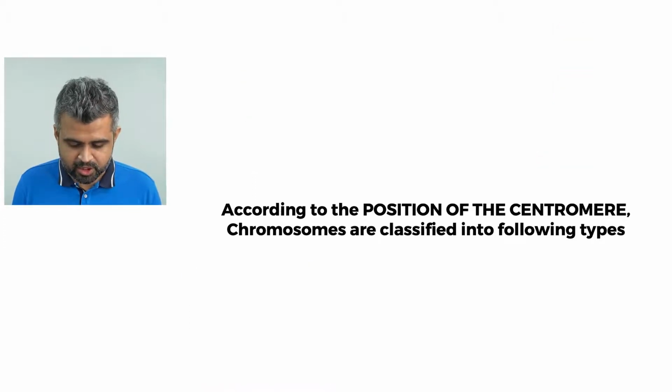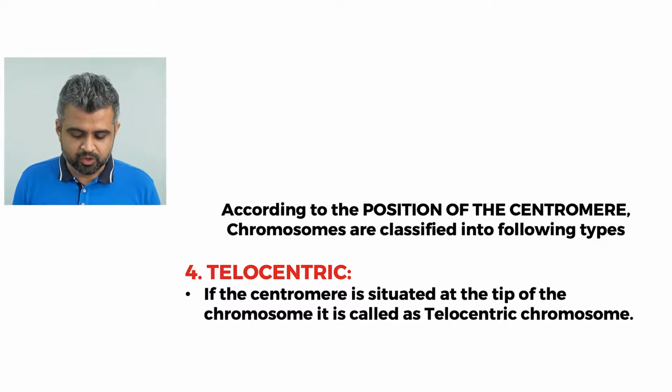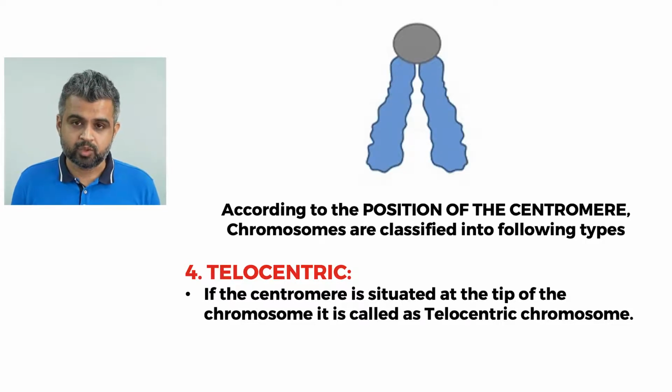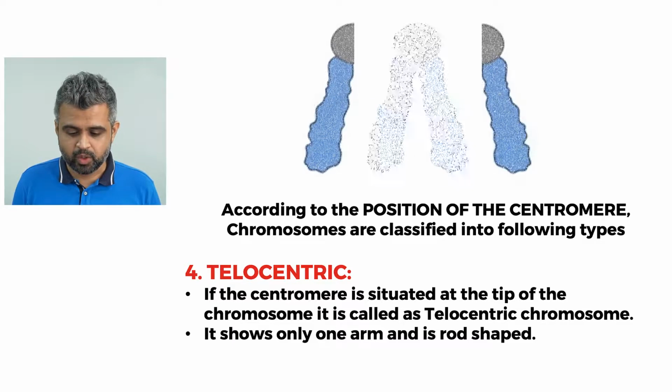So this, dear children, brings us to the last type of chromosome based on the centromere position, and that is telocentric. As the name suggests, you already know telomere means the very tip region of the chromosome. So if the centromere is situated at the tip of the chromosome, it is called a telocentric chromosome. Here is how a telocentric chromosome will appear during metaphase, and if it is going to split during anaphase, this is what will happen. It only has one arm and is rod shaped.